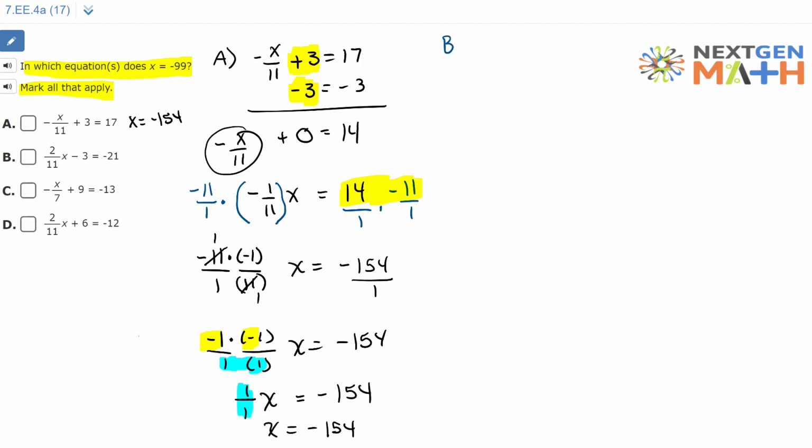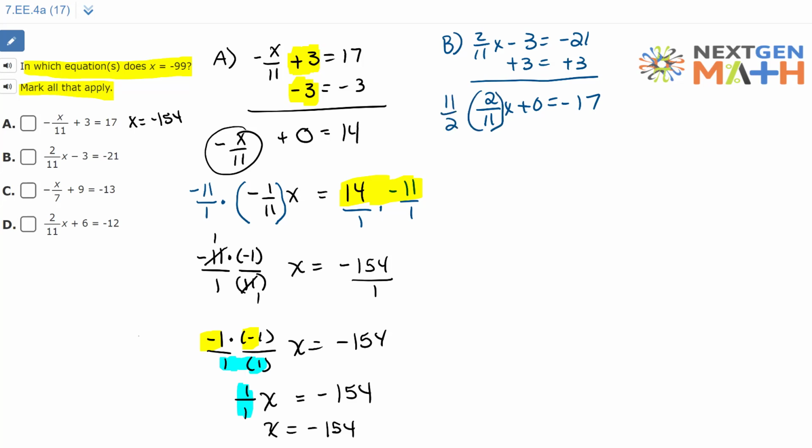Let's solve these as well. Here we go with B. We have 2 over 11x minus 3 equals negative 21. Now we're going to add 3 to each side, and we're left with 2 over 11x plus 0 equals negative 17. Our next step is to multiply by the reciprocal, 11 over 2, because our goal is to get 1x. So we multiply each side by 11 over 2.